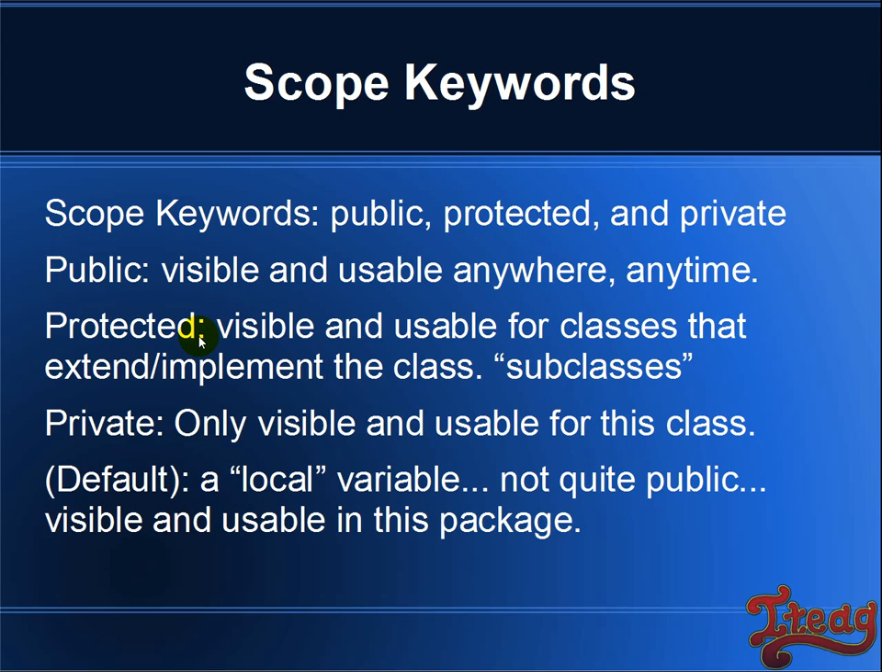Protected. Okay. Visible and usable for classes that extend or implement the class. I'll go over this in inheritance. Private. Only visible and usable for this class only. And again, inheritance. So these two specify what the kiddies can see and use versus everybody. And private is for not even the kiddies can use it. So, go figure. Okay. Scope keywords. There we go. So, at this time, I'm going to work with public and default.